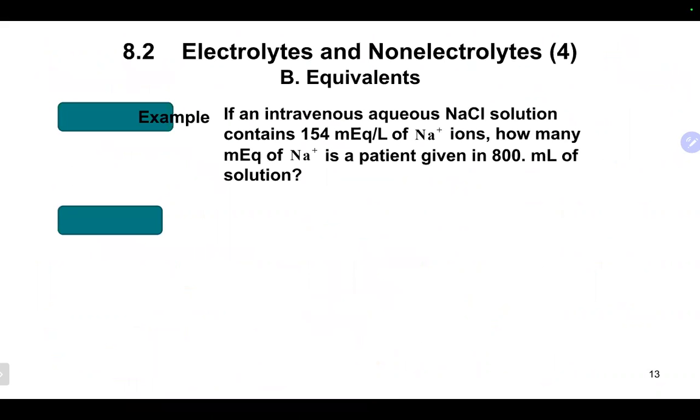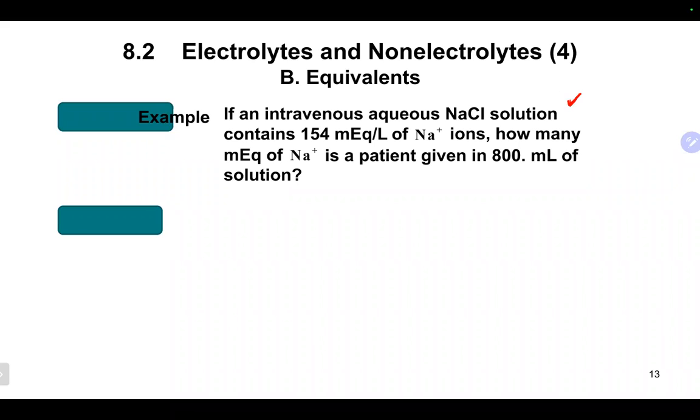So let's take a look at that one there. If an intravenous or IV bag, which is often given in equivalents per liter or milliequivalents per liter in terms of concentrations of sodium chloride, contains 154 milliequivalents per liter sodium ions, how many milliequivalents of sodium ions is a patient given in 800 milliliters of the solution? So why don't you take a second, see what you come up with.